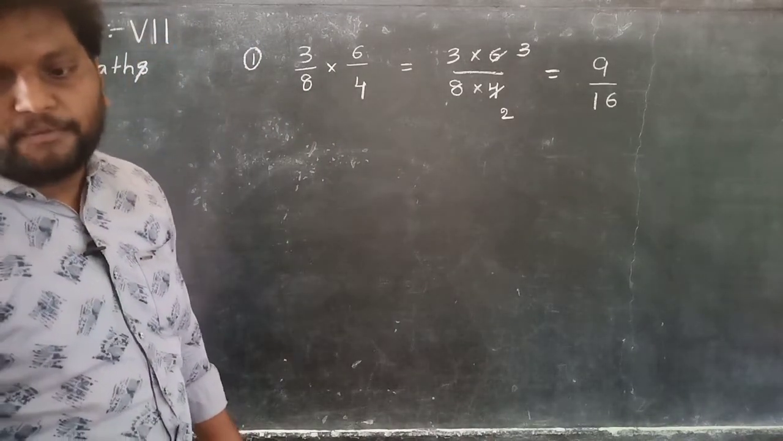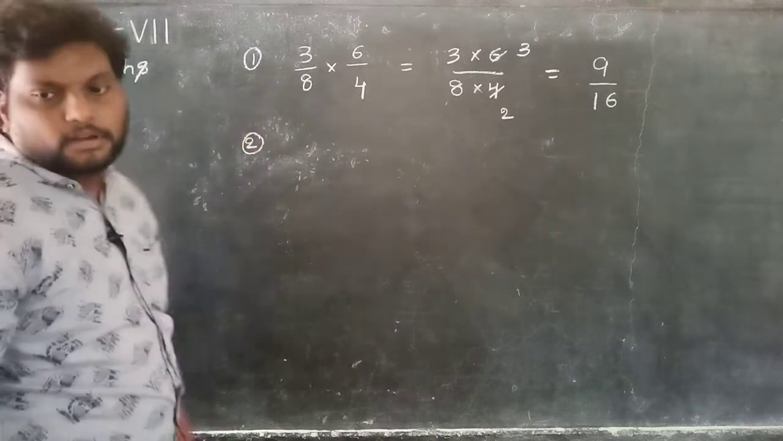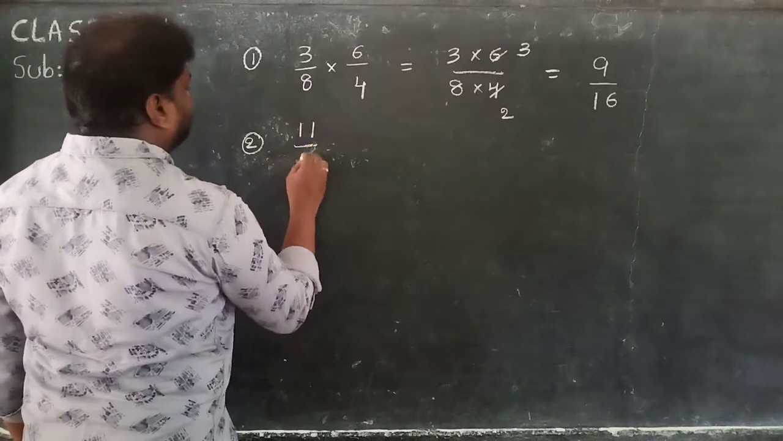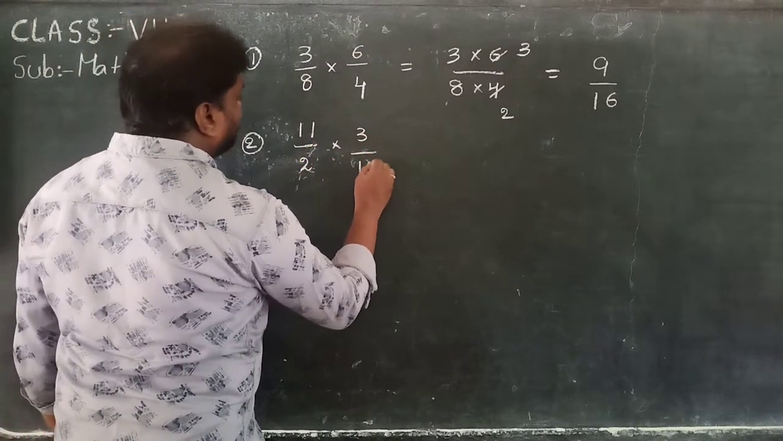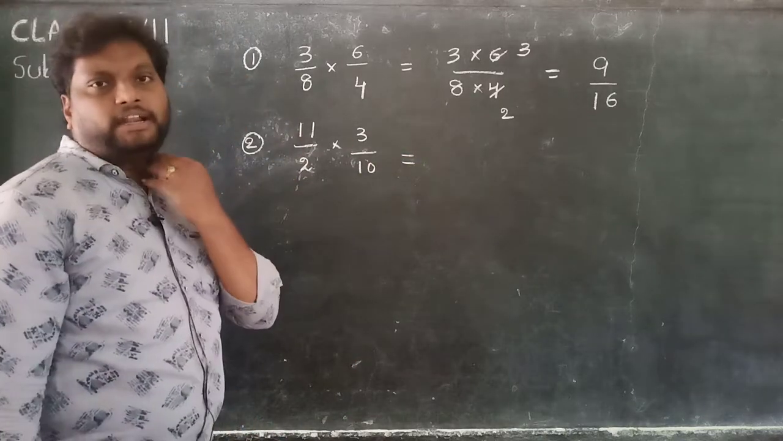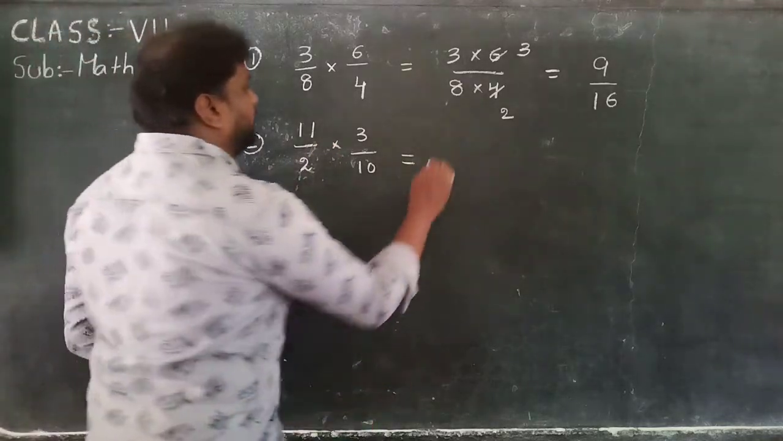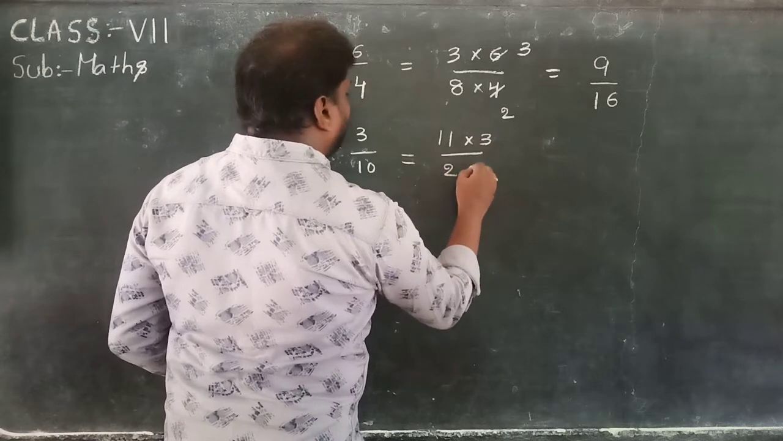Now one more problem we will check. 11 by 2 into 3 by 10. Here 11 and 3 are the numerators, 2 and 10 are the denominators. Now we should multiply 11 into 3 by 2 into 10.